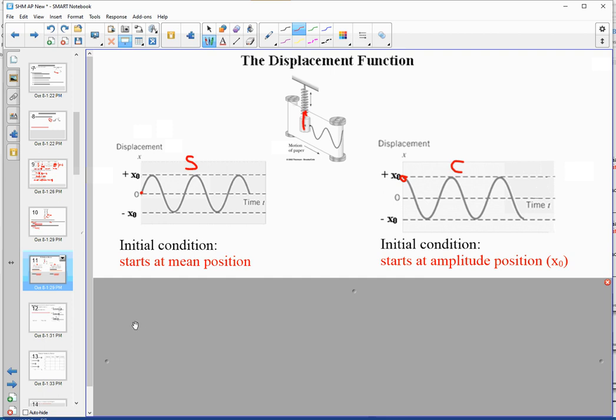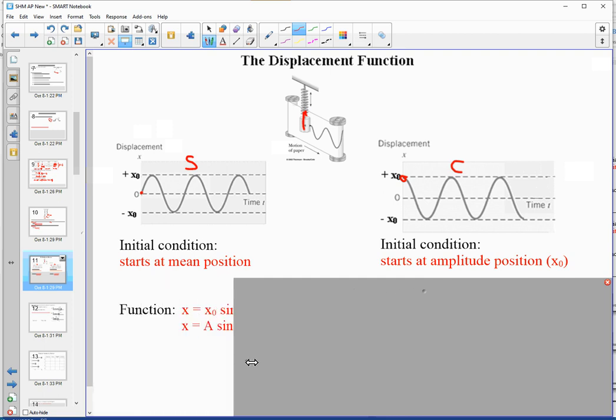Then we actually want to write equations to predict where something is going to be, because what we want is to say, all right, at 3.75 seconds into this oscillation, exactly where is the mass? It might be above the equilibrium position, might be below. We need an equation to tell us. So the function that we are going to use when we start at the mean position, our equation is going to be x equals, and x is what we're looking for, where is the mass, the amplitude, x0, times the sine of omega t.